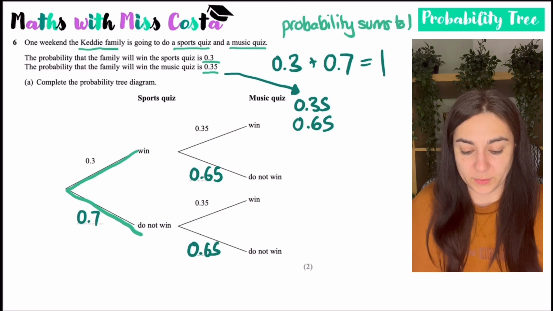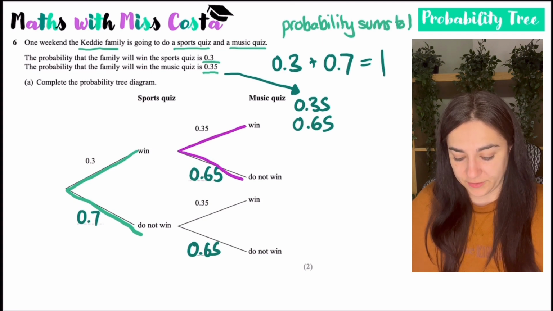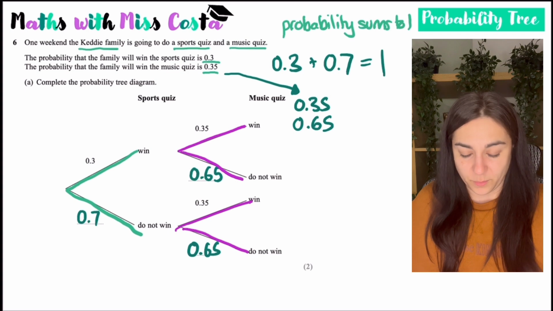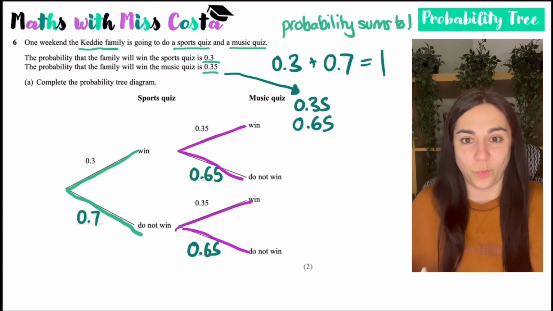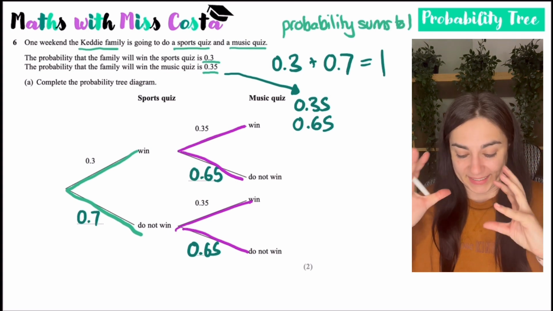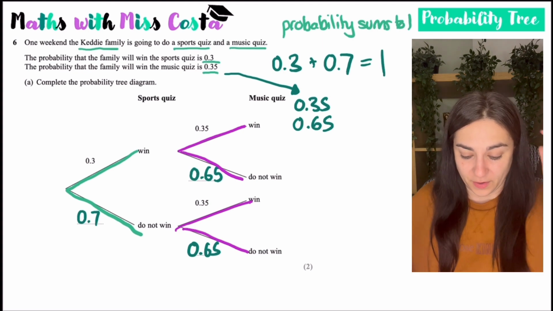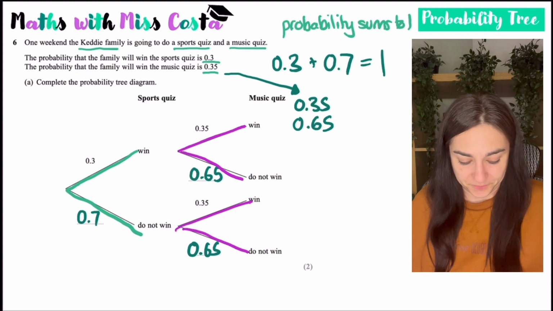So you always want to double check that your branches, each individual little branch, sums to 1. Now, I've been asked to complete the probability tree diagram, which is what I've done just by figuring out what the missing piece is by getting both of my branches to sum to 1.